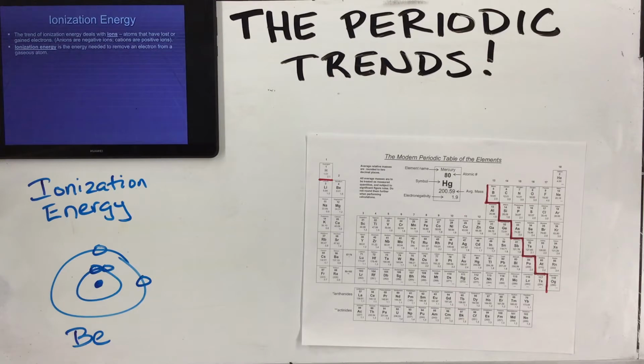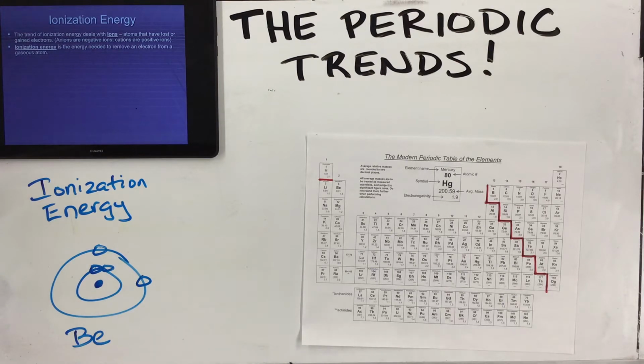Now, what does that mean? A gaseous atom means just a single atom by itself. If there was a beryllium here, beryllium's my example. You can do this with every atom. Every element has its own ionization energy values. So I'd come along here and want to take out this electron and just remove it.